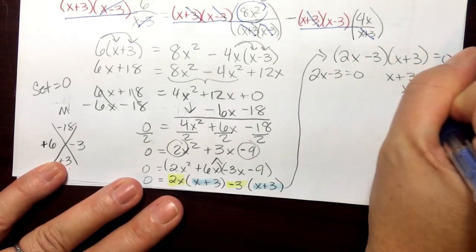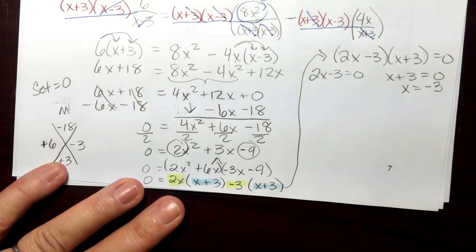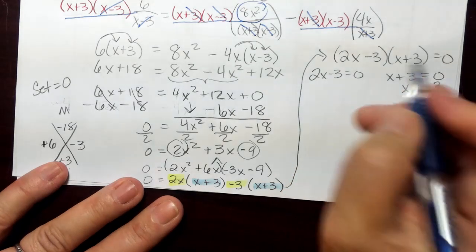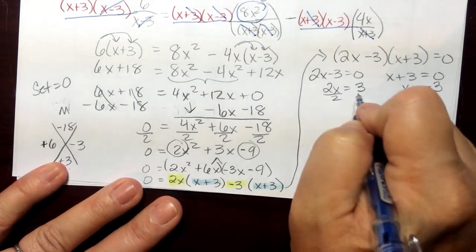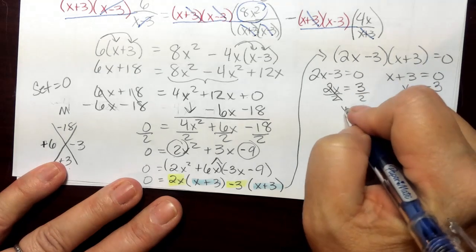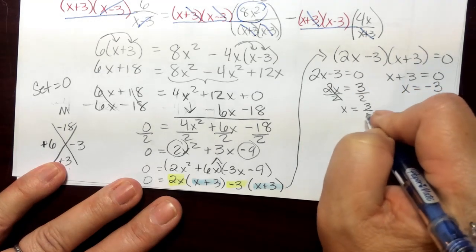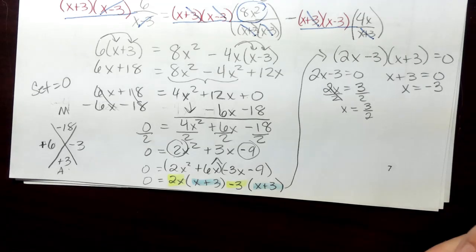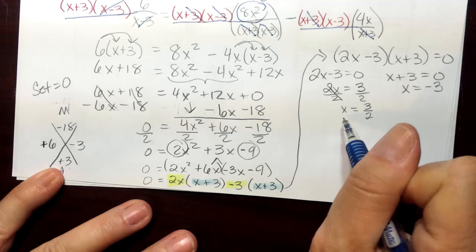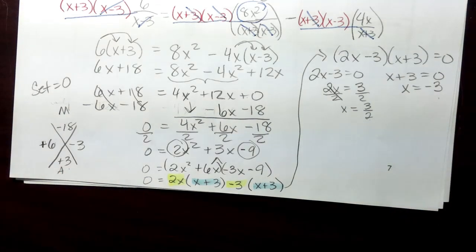Well, this is the easiest one. I know that's negative 3. This one I got to move the 3 to the other side, so I get 2x equals 3, and then I still need to divide by 2, so I get x equals 3 halves. If you need to put that as 1.5, go for it, because at least it's not repeated. All right, so we have solved, we've gotten these two as our answers.